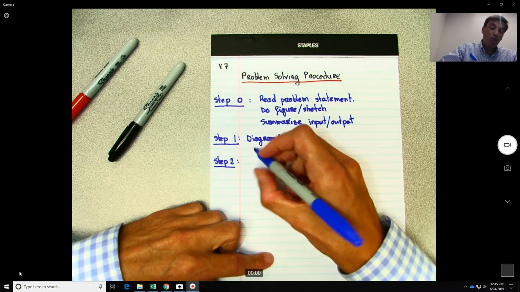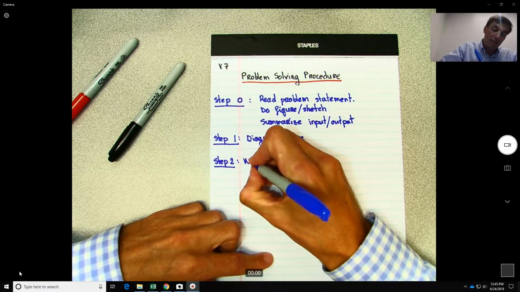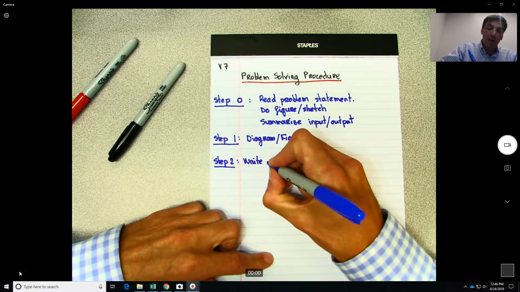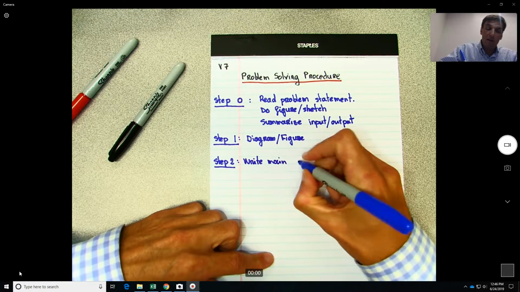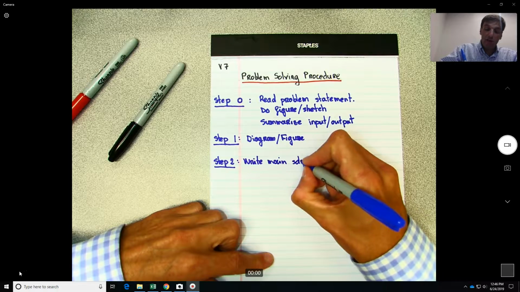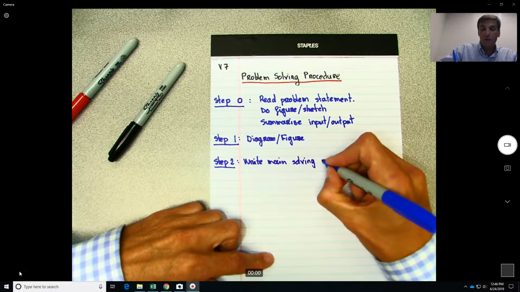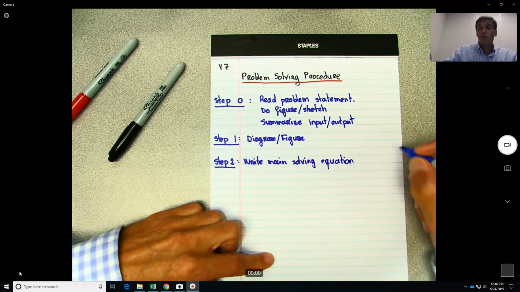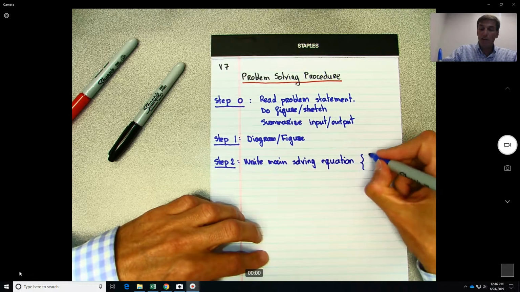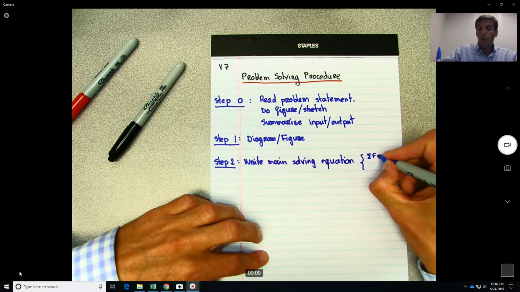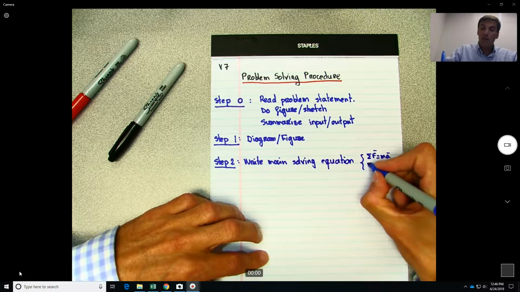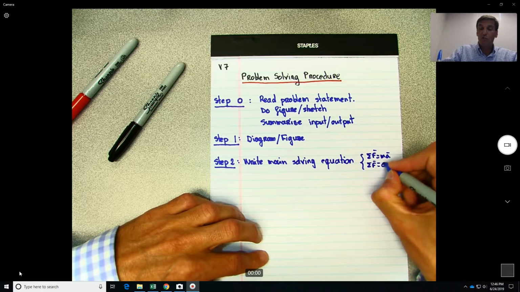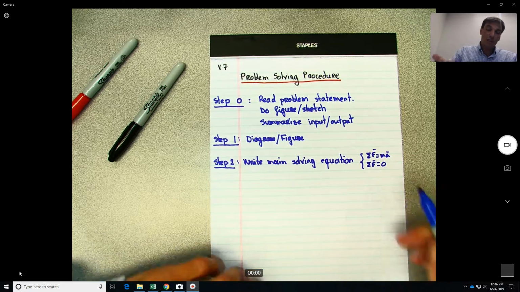So step 2 is to write the main solving equation. So in other classes is, believe it or not, a form of the equation summation of force equals to ma, or summation of forces equal to 0. Okay, one of those different forms.